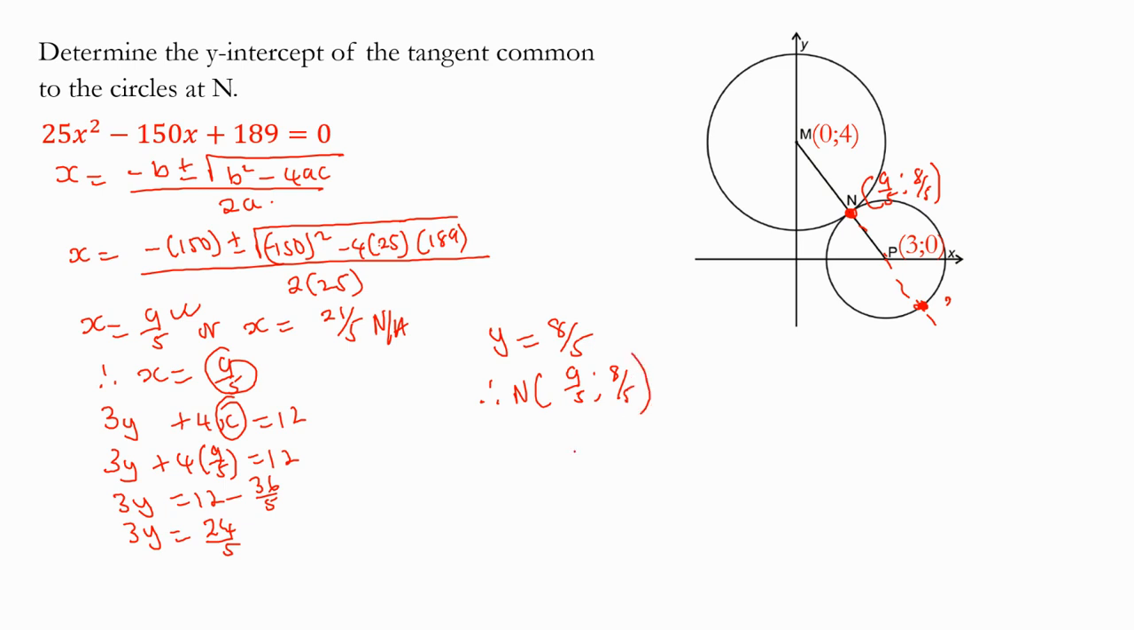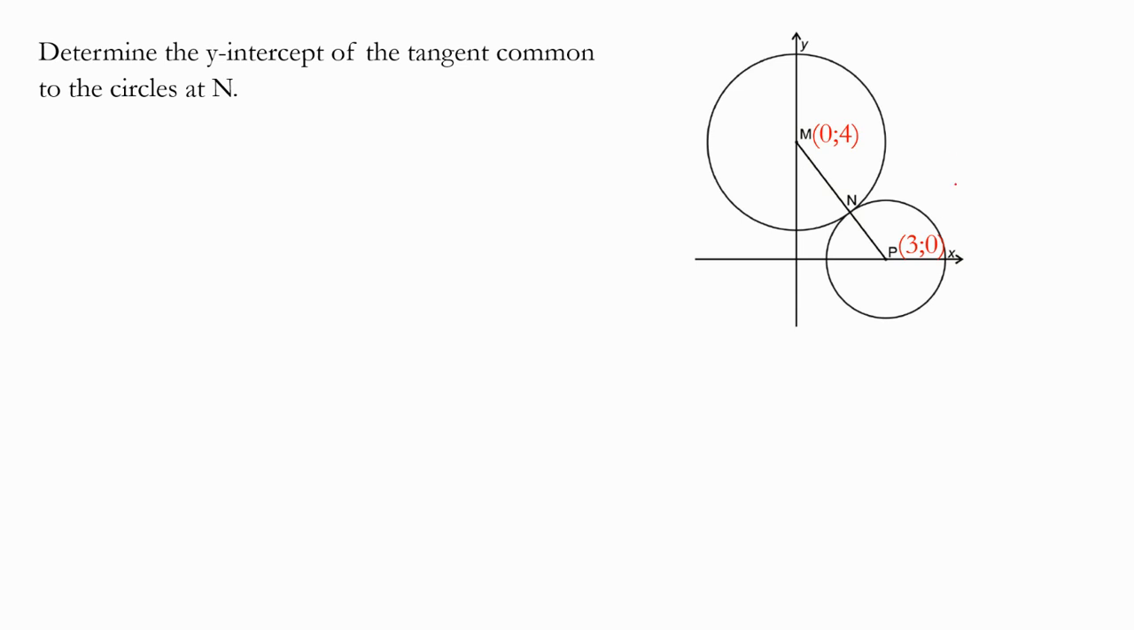See that? Okay, right, we haven't answered the question. Remember, we want the y-intercept of the tangent common to the circles. We want the y-intercept of this tangent. So let's continue. Now we have the coordinates of what? Of N. We have the coordinates of N. So let's just do the last part. We say the coordinates of N are what?